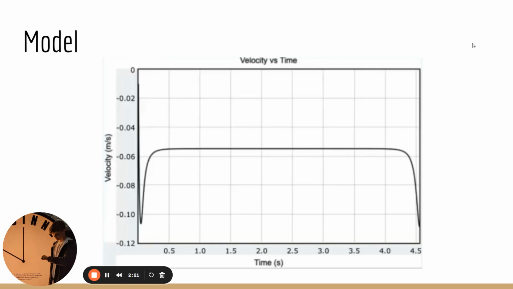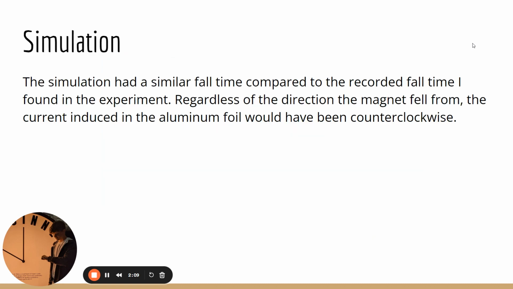So this was the model. Overall, velocity would increase, and then it would hit a point where it would not go past. It would be constant for a little bit, and then it would slow down as it exited the tube. As far as the simulation goes, it had a similar fall time compared to the recorded fall time I found in the experiment. And regardless of which direction the magnet fell from, the current induced in the aluminum foil would have been counterclockwise.